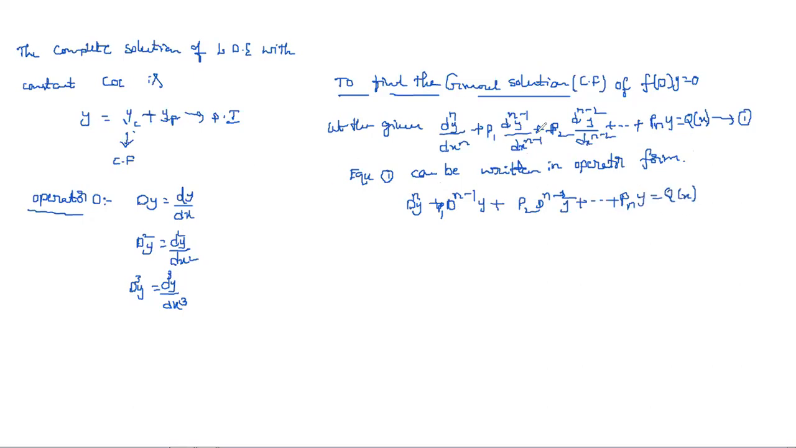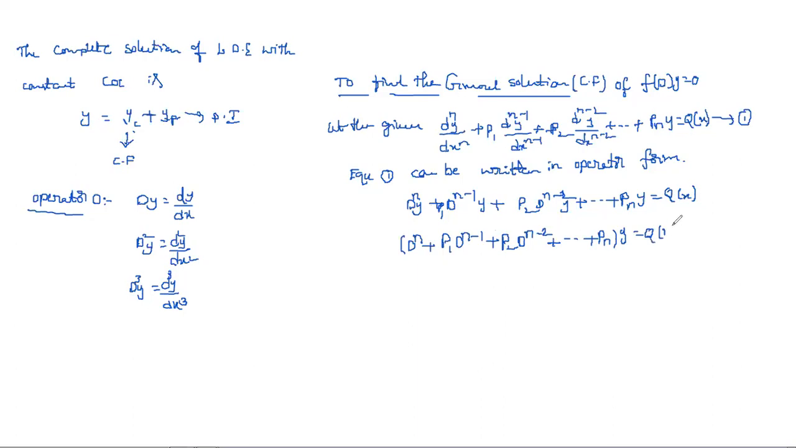So I just wrote it in differential operator notation, with capital D in place of d by dx. Now if you observe, in each and every term y is common. So take that y as common, and then the remaining is D power n plus p1 D power n minus 1 plus p2 D power n minus 2 plus and so on plus pn.